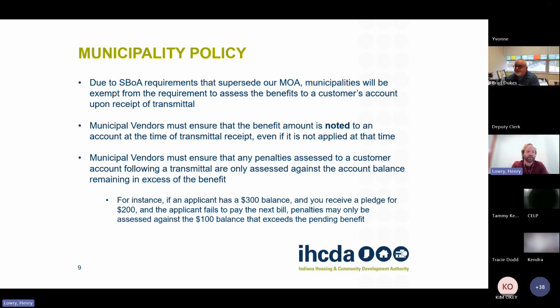So therefore, municipal vendors must ensure that any penalties assessed to a customer account following a transmittal are only assessed against the account balance remaining in excess of the benefit. So for instance, if an applicant has a $300 balance and you receive a pledge for $200 and the applicant fails to pay the next bill, penalties may only be assessed against the $100 balance that exceeds the pending benefit.